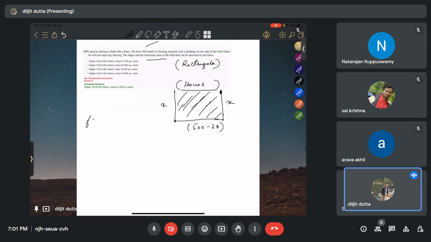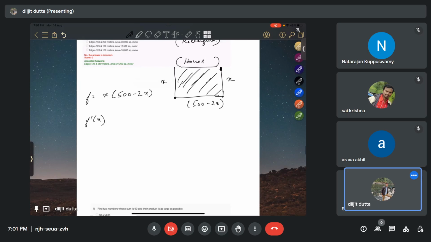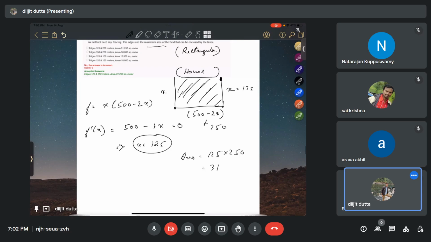So the optimization function is what? We have to maximize the area. Area will be x into 500 minus 2x. So simply we will get f dash x equal to 500 minus 4x. To get the maxima, we take f dash equal to 0. This implies x is equal to 125. So this is 125 and the other side will be 500 minus 250, so it will be 250, and area will be 125 into 250, equal to 31250.